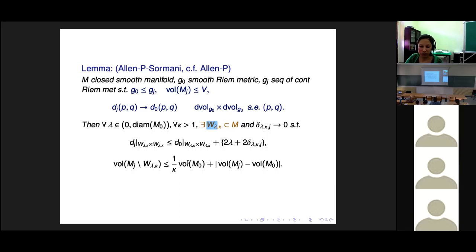Here, I just put more details, so don't worry. I mean, this is some small thing that is going to go to zero. And this thing is also some small thing that is going to go to zero, because we will have that the volumes of the MJs converge to the volume of M0. And here, because I have the volume of a fixed manifold, and I'm going to let this kappa go to zero. So these are precisely the things that I really wanted to have.